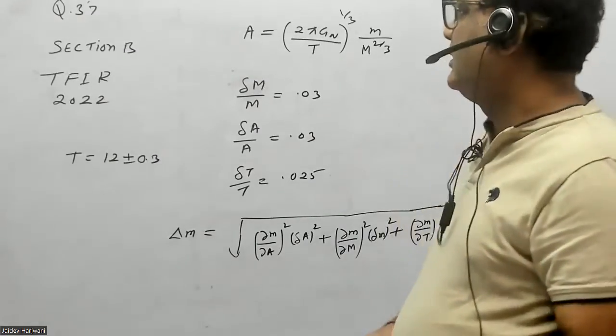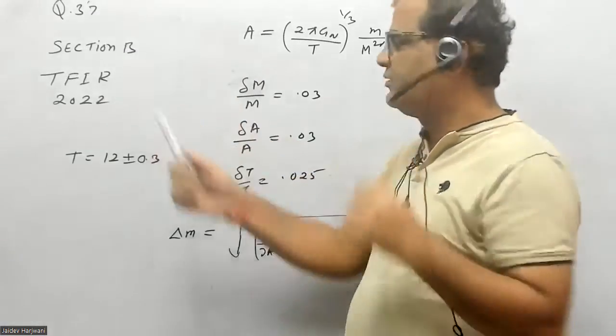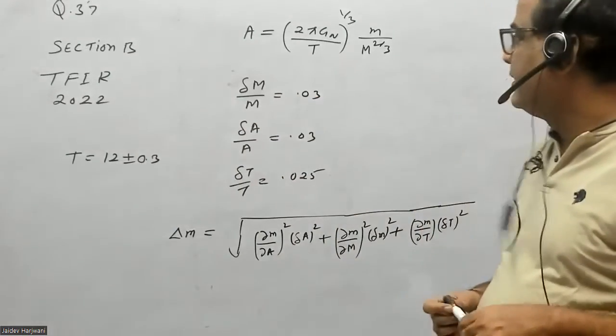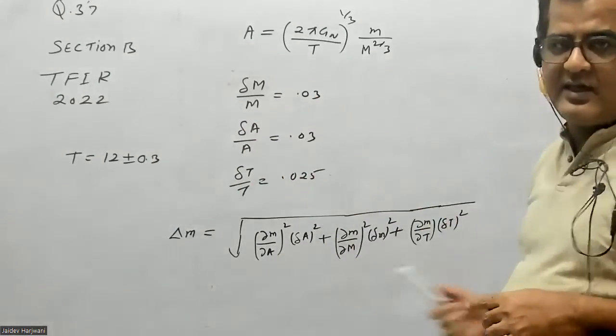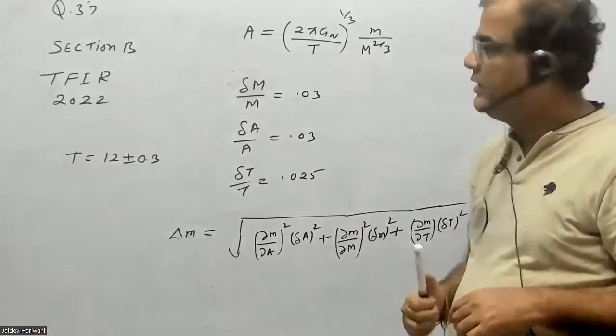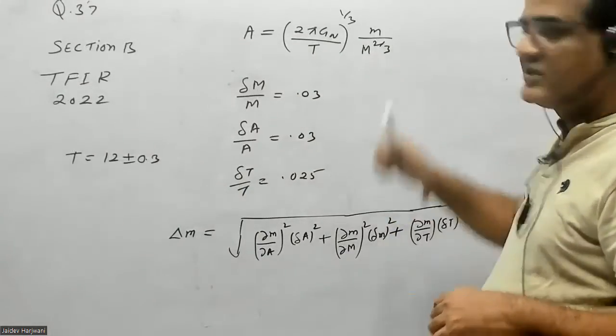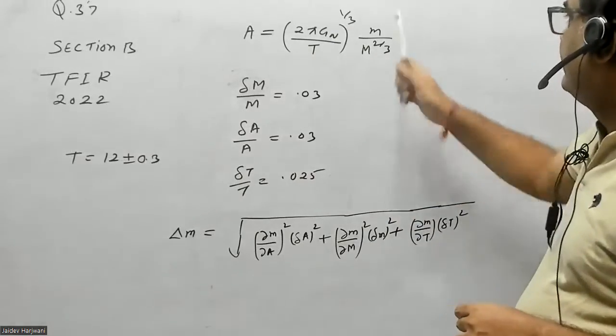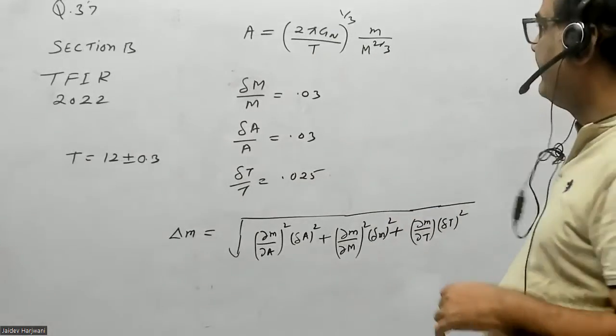Hello students, let us see this problem from TIFR 2022 question paper, section B, problem number 37. So this is basically an error analysis problem. In this question, they have given you a planet-star system. The mass of the star is capital M and the planet mass is denoted by small m.